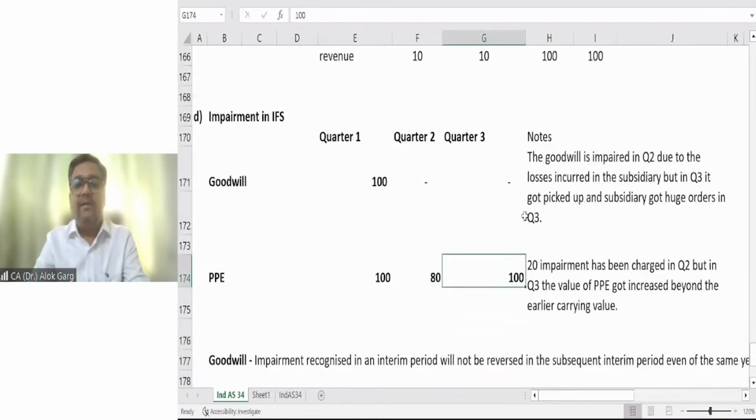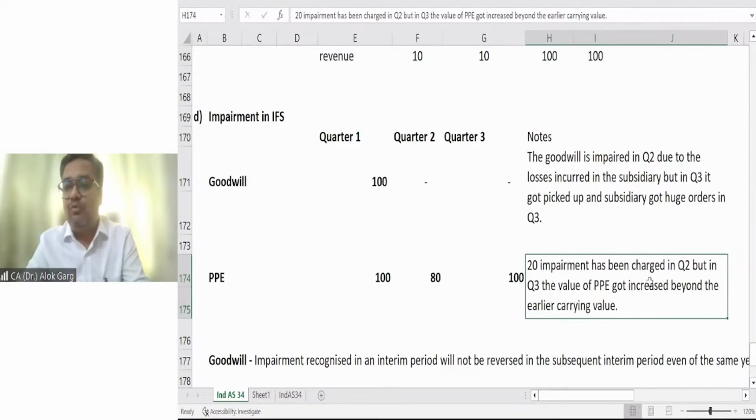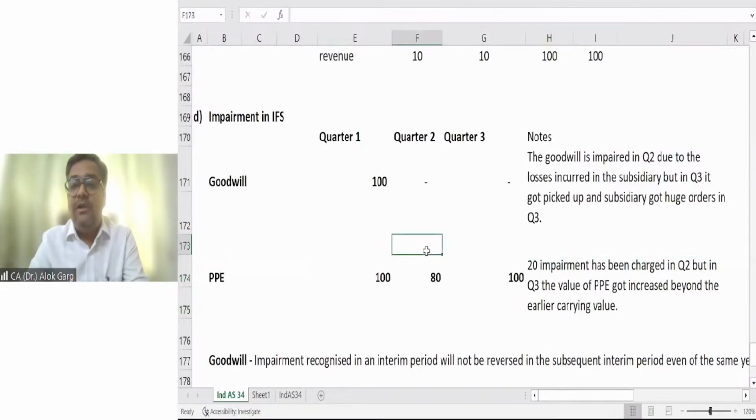Number two, PPE. The company has property, plant and equipment of 100 crores. 20 crores of impairment has been charged in Q2, because of some impairment indicator. But in Q3, the value of PPE increased beyond the earlier carrying value. So in Q2, the business was down due to some impairment indicator, and the company booked a provision for impairment of 20 crores in the PPE. Friends, but in Q3, the position becomes better. So can the company reverse this impairment on PPE in quarter three?